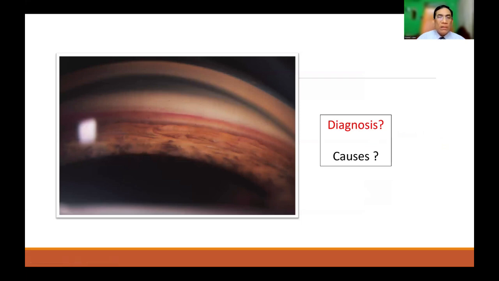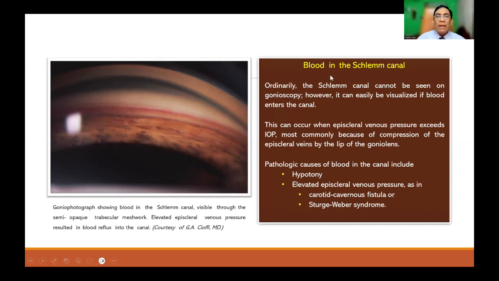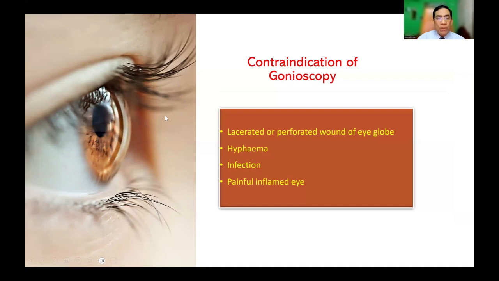What is the diagnosis and cause? You can see this reddish area over the trabecular meshwork. This is red blood that is seen coming from Schlemm's canal. Why does it come? Blood in Schlemm's canal is shown as a reddish area in the canal. Ordinarily, Schlemm's canal cannot be seen, but in some conditions, like elevated episcleral venous pressure in carotid cavernous fistula or Sturge-Weber syndrome, or in hypotony, you can see it. This kind of reddish area is the blood in Schlemm's canal seen over the meshwork.